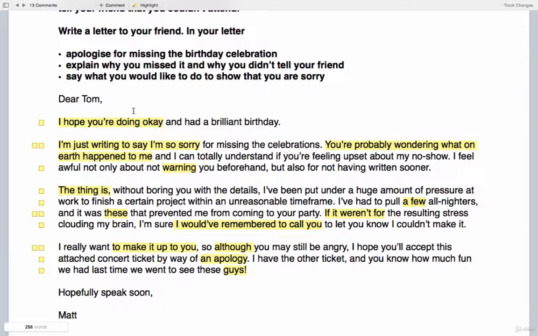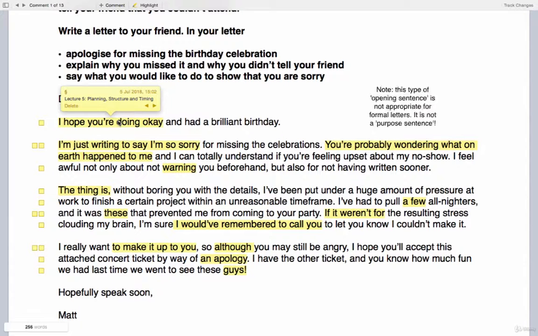Okay, so what's going on here? Where have we highlighted this? So this is all about planning, structure and timing in lecture 5. So instantly we want to think about how we are structuring each of the paragraphs, how we're structuring the letter as a whole. You can see here that we just have a single sentence to open the letter. This is what I generally recommend that you do. And you can learn about that in lecture 5.